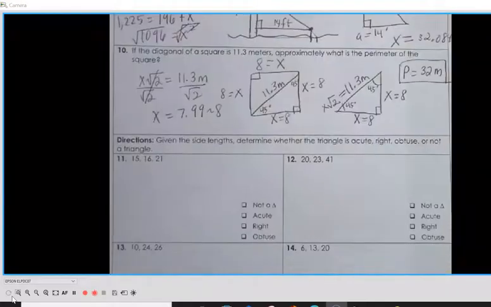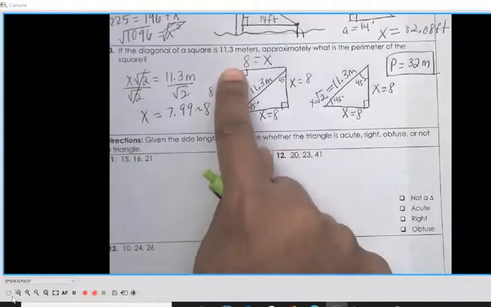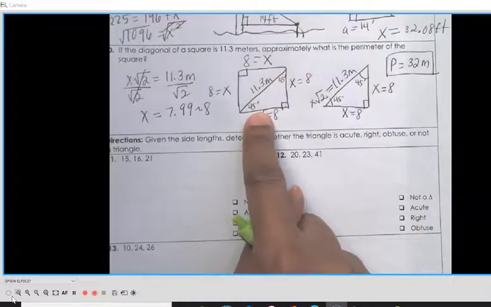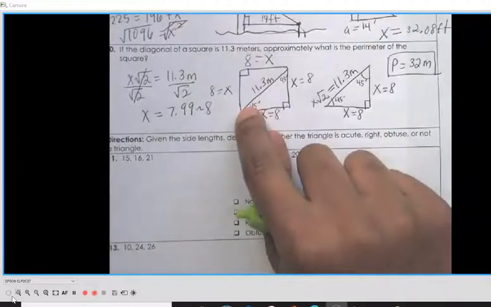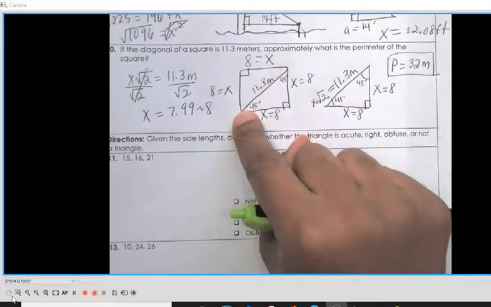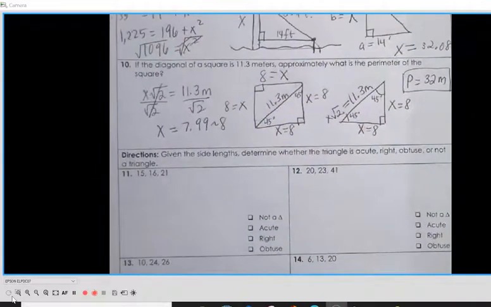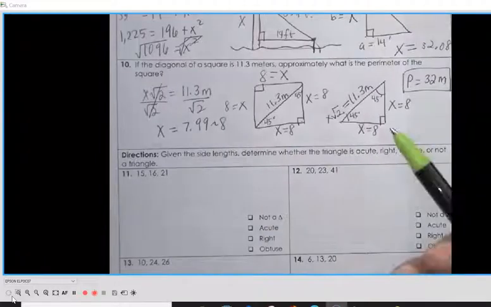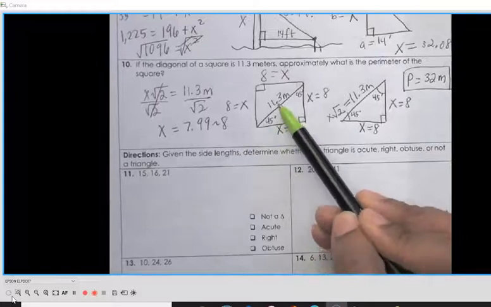Okay, last one, number 10. Here it says the diagonal of a square is 11.3 meters. So I drew a square and drew that diagonal, it's not perfect, and we know these are all 90-degree angles in the corners. What's hard about this one, and they wanted the perimeter of the square, is that you have two unknown sides, and you only have one.